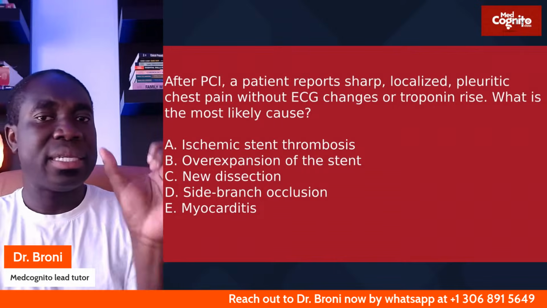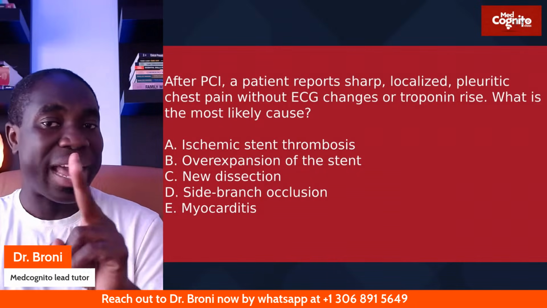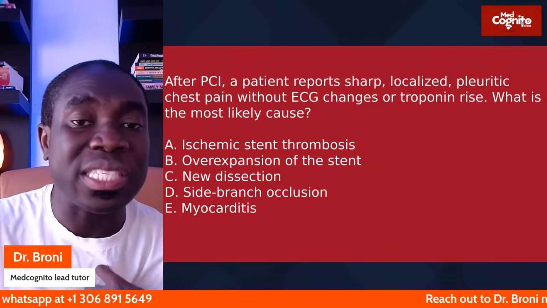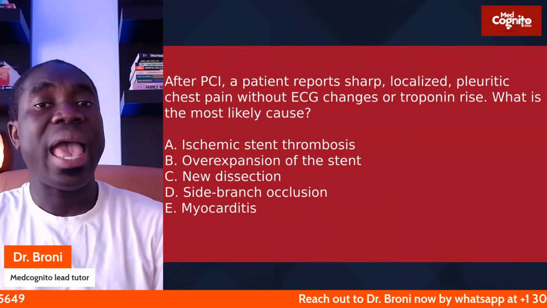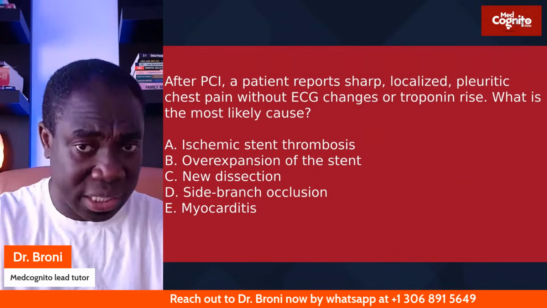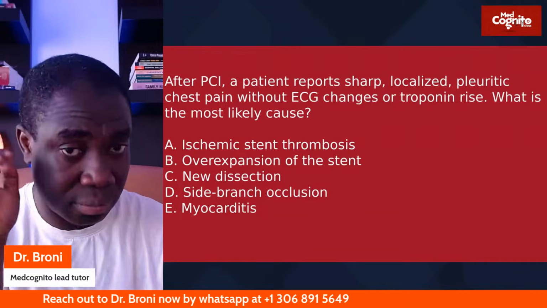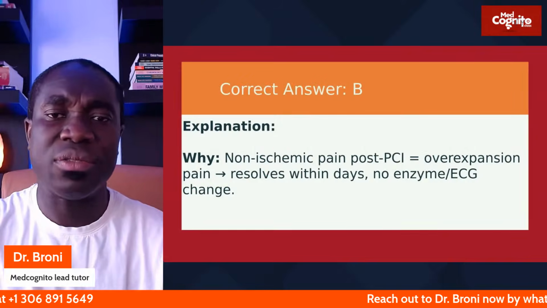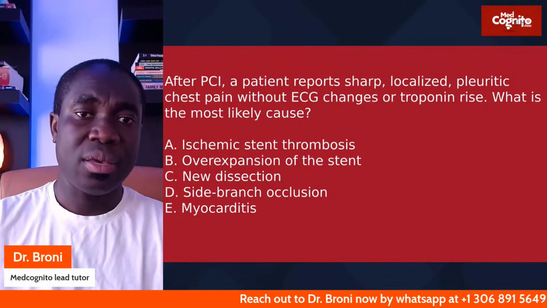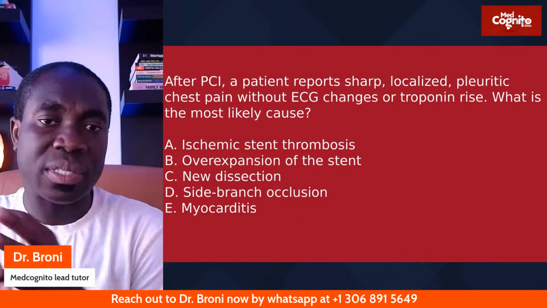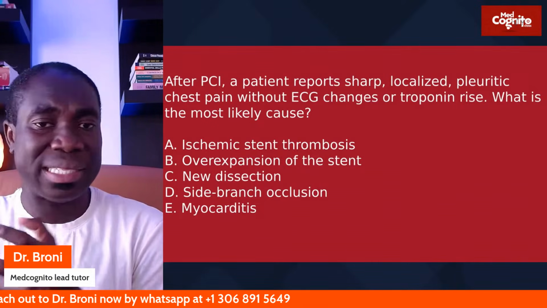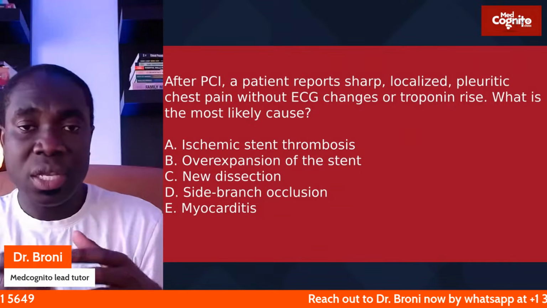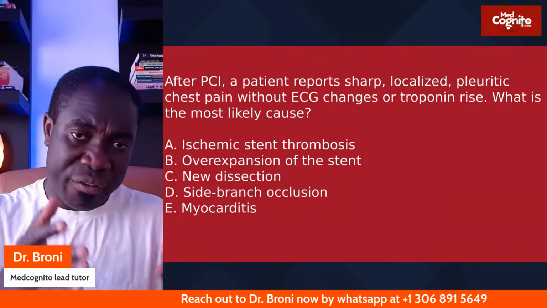Remember that it is localized, it is pleuritic. That means the patient experiences the pain when he or she breathes. And there are no ECG changes or troponin elevation. So can you say it is an ischemic stent thrombosis? I don't think so. The correct answer would rather be B, because ischemic stent thrombosis, myocarditis, side branch occlusion, new dissection, all of them will lead to troponin elevation. The only one which will not lead to troponin elevation is overexpansion of the stent, right?